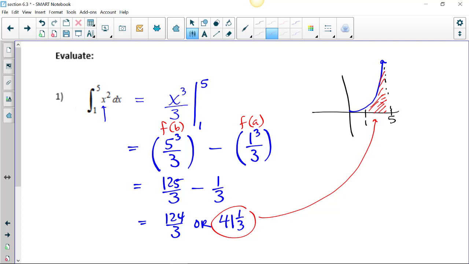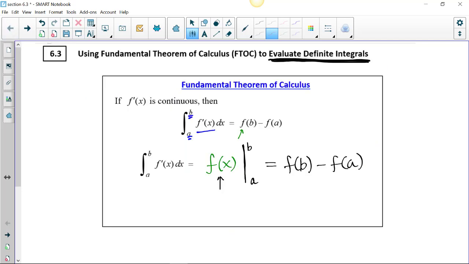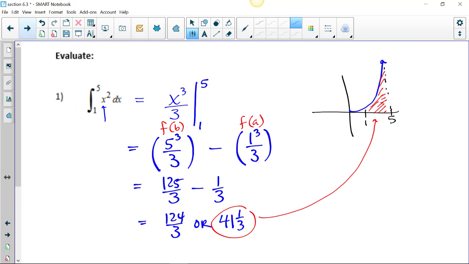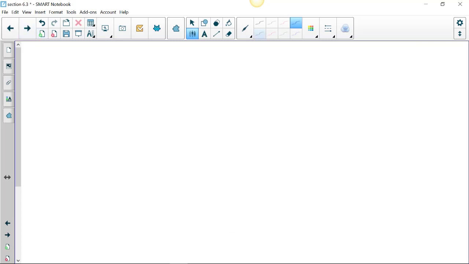Pretty cool. Now, are you wondering why I don't have that c in here? Notice how my constant of integration, there is no c in here. Well, I'll show you why we do not need c, the constant of integration, when we evaluate a definite integral. So let's look at an example.